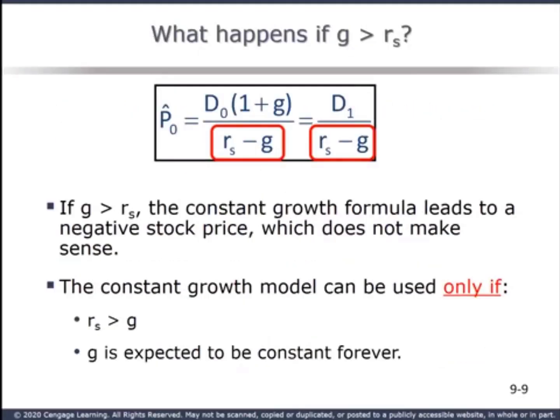So what happens if the growth rate is larger than the required return? Well, the formula will return a negative stock price, which is not feasible. So the constant growth model requires that the required return is greater than the constant growth rate. The dividend is expected to grow at a constant rate forever.